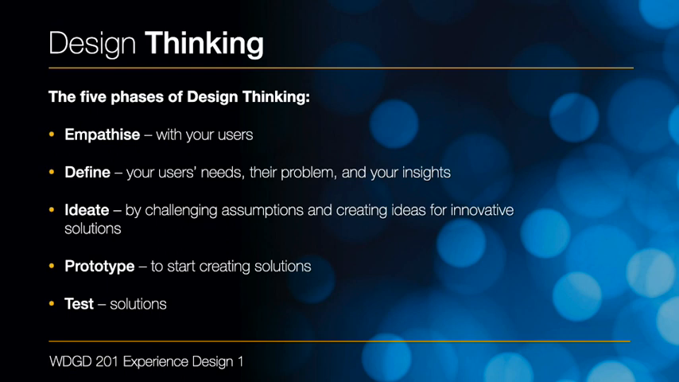The 5 phases of design thinking. Empathize with your users. This is an important one. You should always try to be a user advocate. And sorry, I keep using the word user. I don't like it. It's just an easy shorthand to go back to. So empathize with your audience. I think I might just start saying audience instead of users. I think it applies almost as well. Define your user's needs, your audience's needs, their problems, and your insights from that.